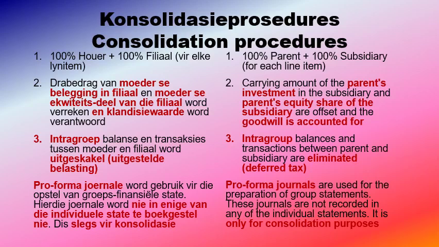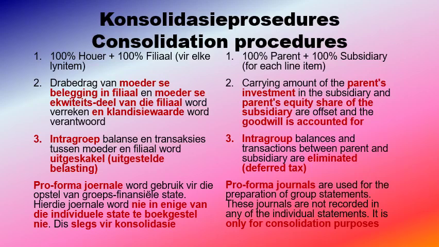Then the third step we said was to eliminate your intergroup balances and transactions. Now you can't have a transaction with yourself. As a group, you become a new entity. So if A sells to B, or B purchases from A, you can't show in your group statements that you made an income or profit on that sale, because you sold it to yourself.